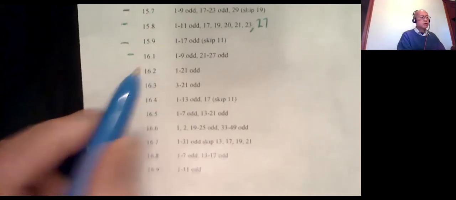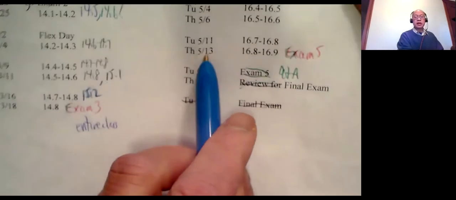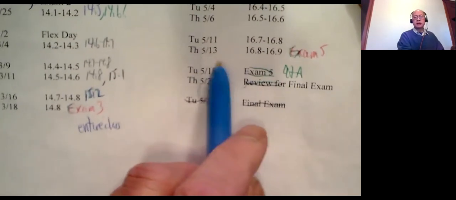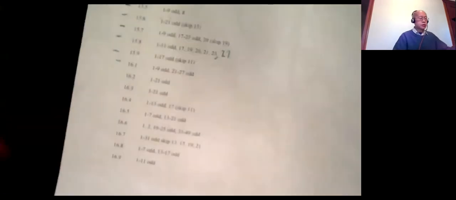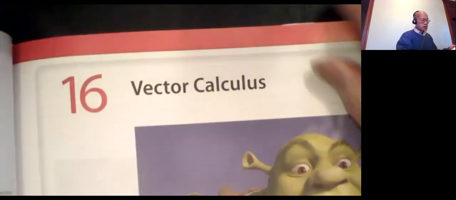All right, so I'm going to start 16.1, our last chapter. So we're almost there, folks. So we're done with what, 12, 13, 14, 15. All we have left is chapter 16. And again, I'm aiming to finish everything by what, Tuesday, May the 11th, so then we can have the last test on the 13th. Okay, so let's see what happens. All right. So chapter 16, vector calculus. Doing a lot of vector work here.